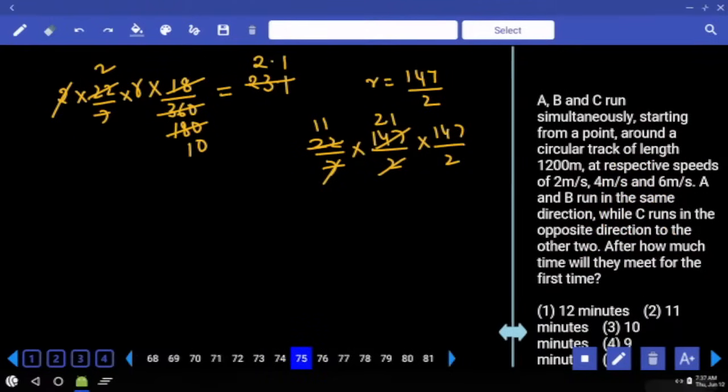A, B, C run simultaneously starting from a point around a circular track of length 1200 meters at respective speeds of 2 meter per second, 4 meter per second, 6 meter per second. A and B run in the same direction while C runs in the opposite direction to the other two. Find how much time will they meet for the first time.